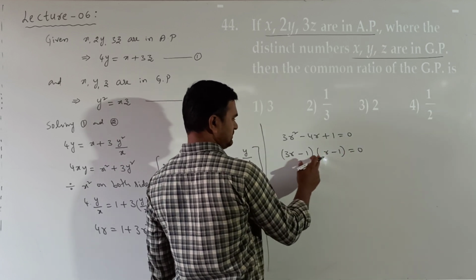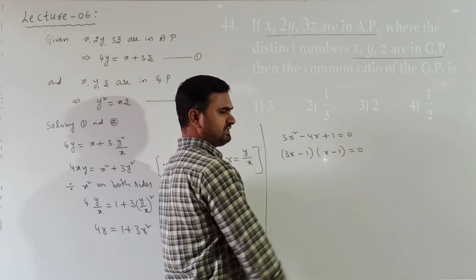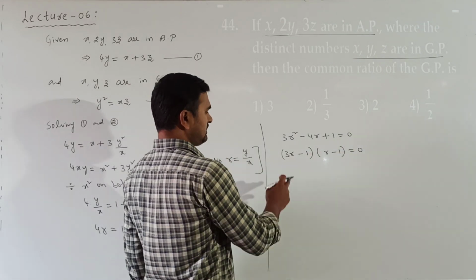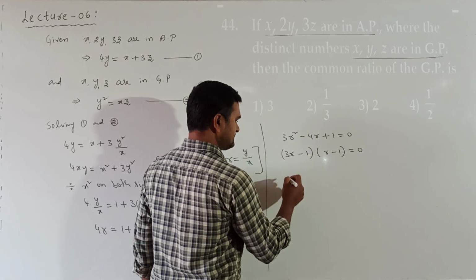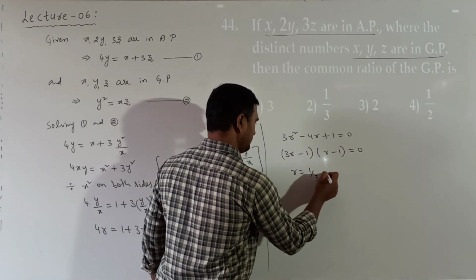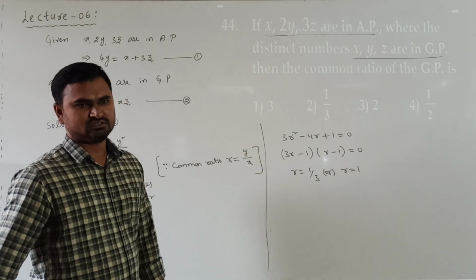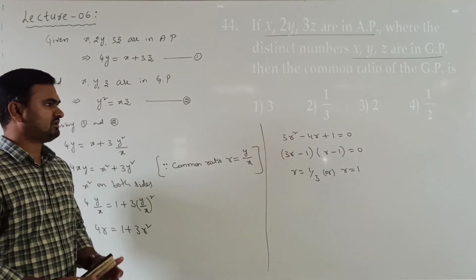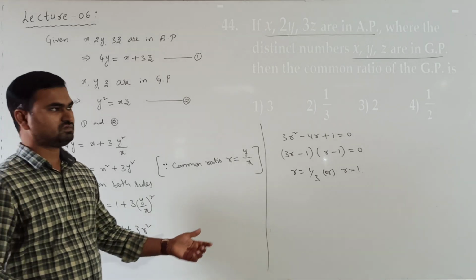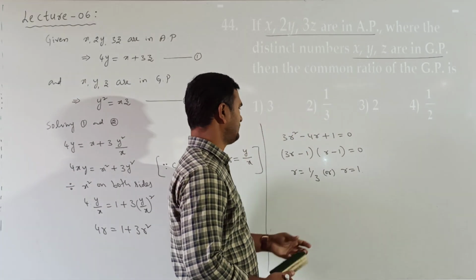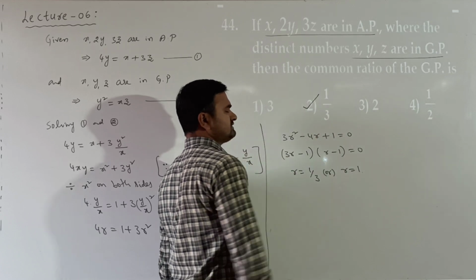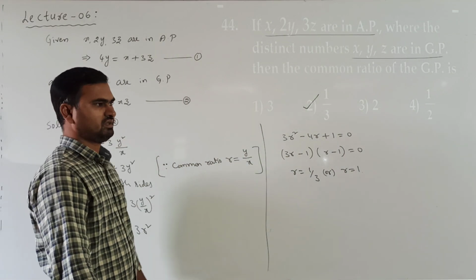3r square minus 4r plus 1 is 0. So the factors are (3r minus 1)(r minus 1) is 0. So r will be 1 by 3 or r will be 1. So we have two values for r, either 1 by 3 or 1. From the options we have 1 by 3, so this will be the correct answer.